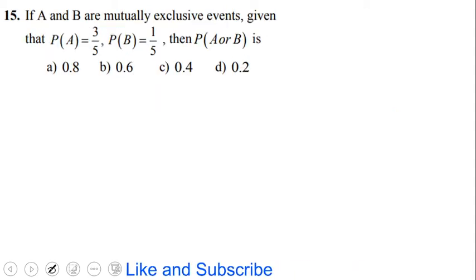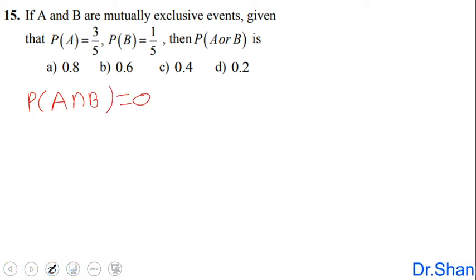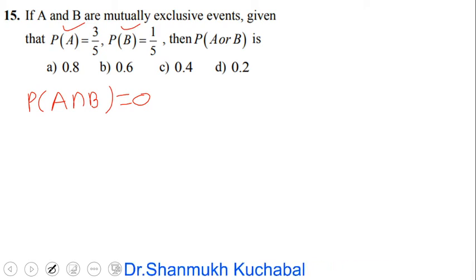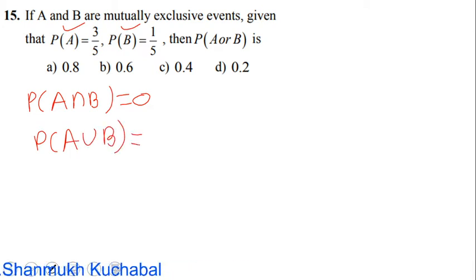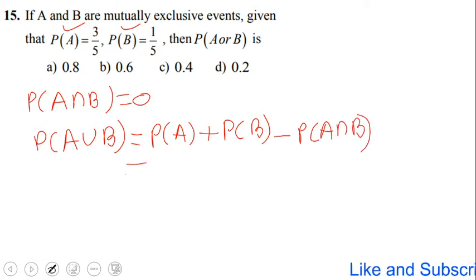The question is, A and B are mutually exclusive. So mutually exclusive means probability of A intersection B, we have to take it as 0. Further, probability of A is given 3 by 5, probability of B is given 1 by 5. So probability of A or B, A or means union, we have to take it. A union B equals probability of A plus probability of B minus probability of A intersection B, we have to take it. This is the formula.